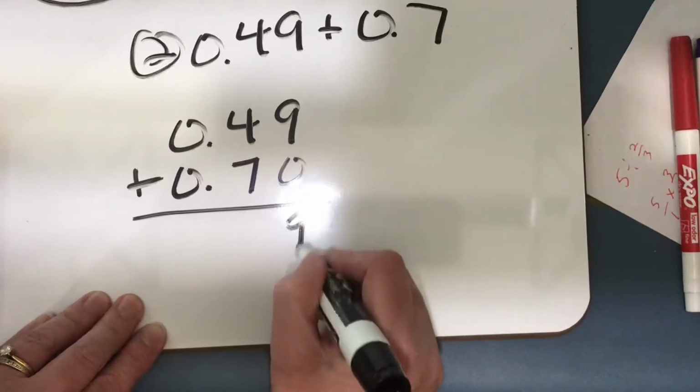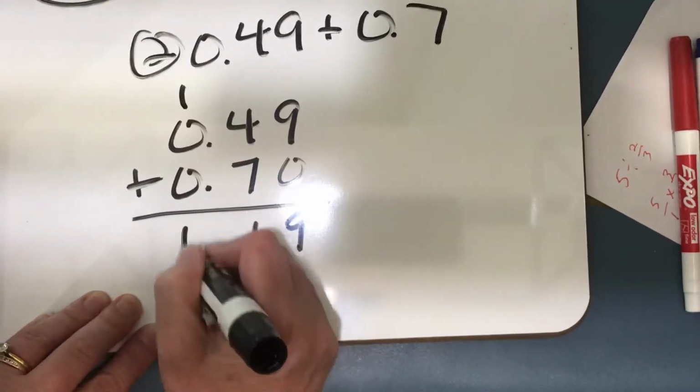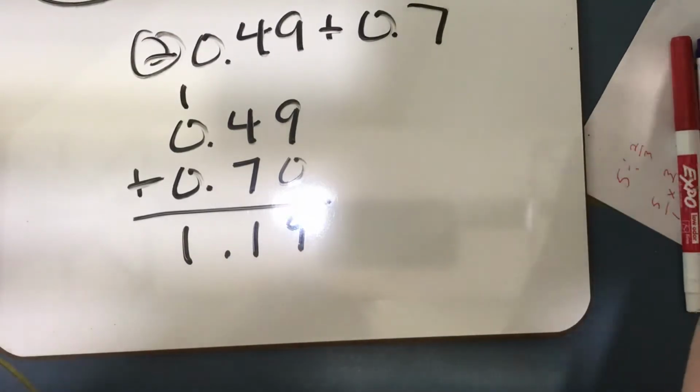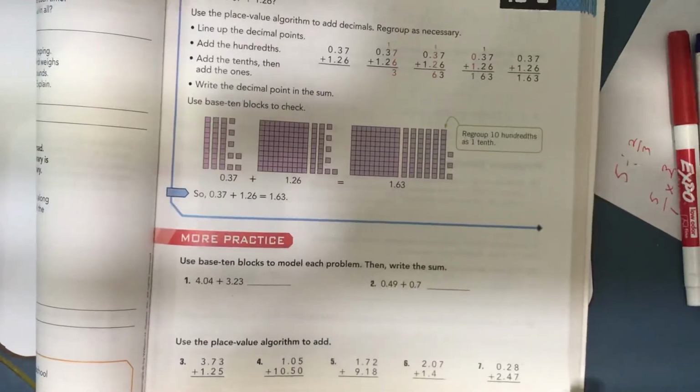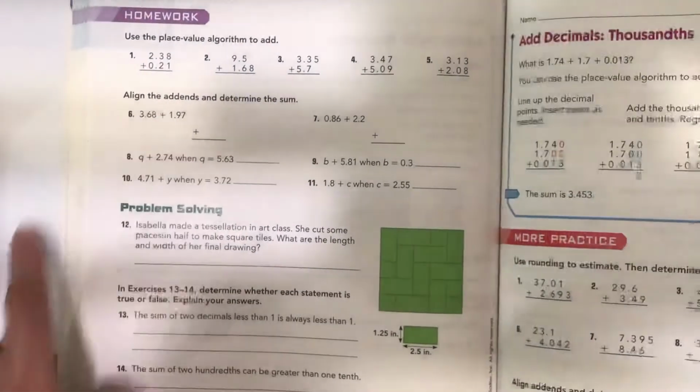9 plus 0 is 9. 4 plus 7 is 11. Make sure you put your decimal point here. 1 and 19 hundredths. Okay, now let's look on page 176. First part. They have already aligned the problems for you on 1 through 5.